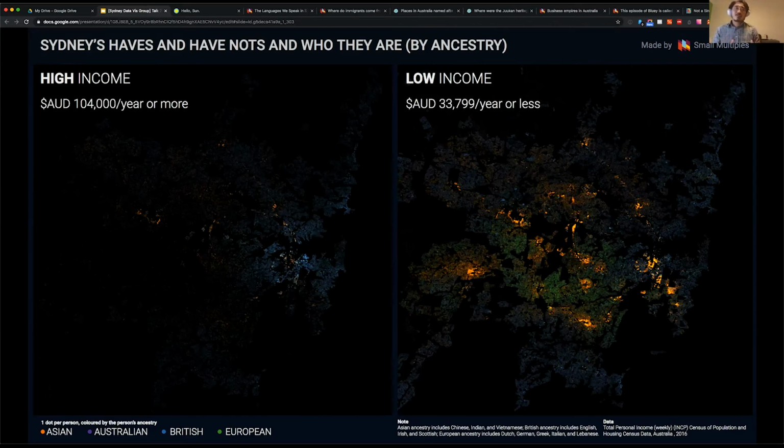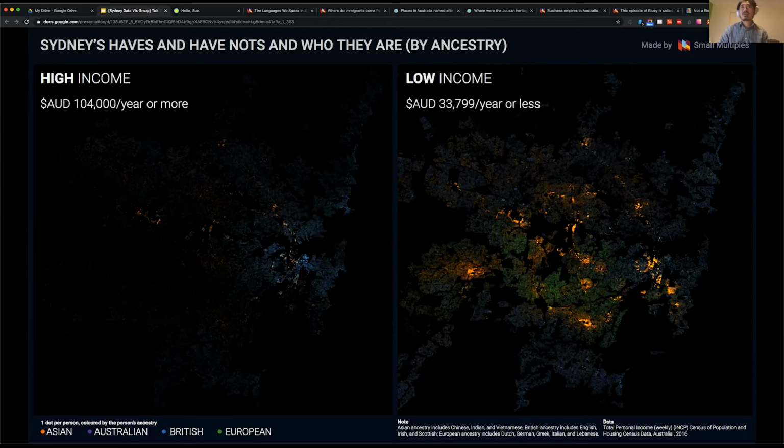By combining those two datasets, I made another dot density map in this case, where each person is a dot. I divided the people into two groups. I don't care about the middle because at average income, everyone's the same. So I looked at the high income, people who are earning more than 100K a year. I'm sure if you work in data science, you make a lot more than that, but high compared to median or average income.